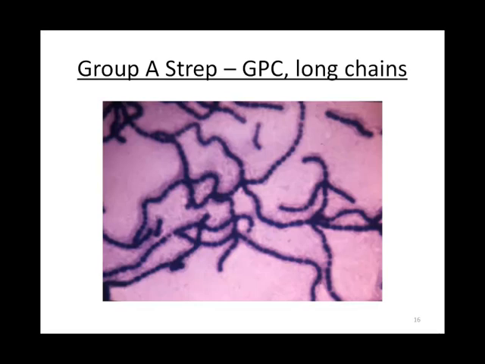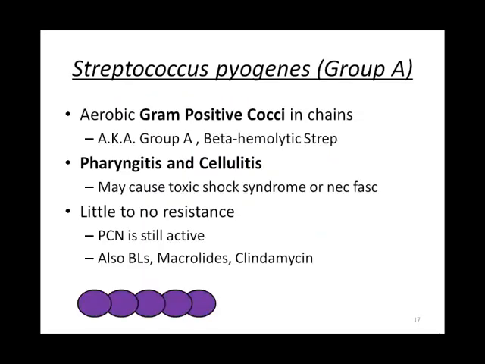So this is group A Streptococcus. It's still gram-positive, and it's still a cocci. What's different about this one is it usually appears in these long chains. I like to think of it like strip and strep. They come together, and so this usually appears as a strip of cocci. Group A strep is also known as strep pyogenes. These are synonymous, and you should be able to use these interchangeably as a clinical pharmacist.